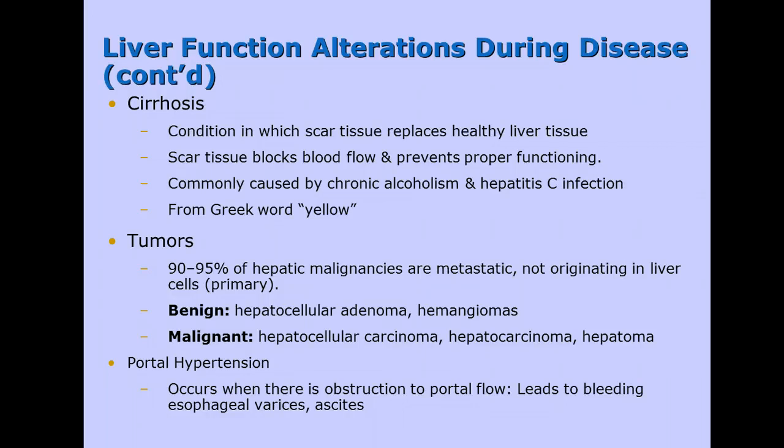Another issue that sometimes happens when we've got tumors or liver issues is portal hypertension. When we have an obstruction to that portal flow, this leads to bleeding esophageal varices and ascites. Bleeding esophageal varices would be like having varicose veins in your esophagus, so you'd probably be coughing up blood and things. Ascites is excess fluid around your liver.